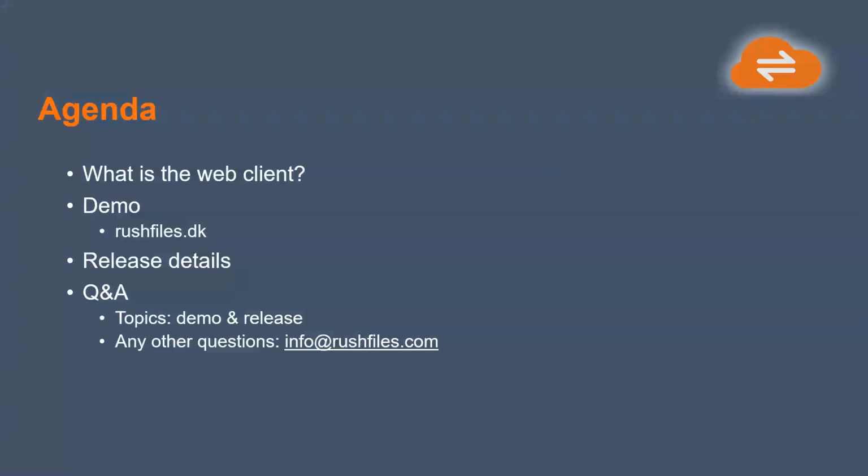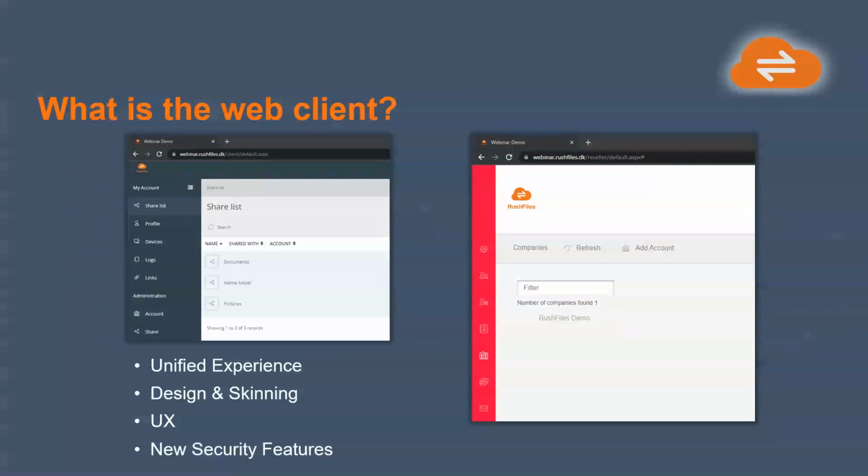But without further ado, let me jump into the first topic, the web client. As you can see, the current iteration of the web client consists of two parts. The reseller control panel, on the right side, is what you, the reseller, use to provision and manage your customers, as well as set up your branding. On the left side is what we call simply the web client today.